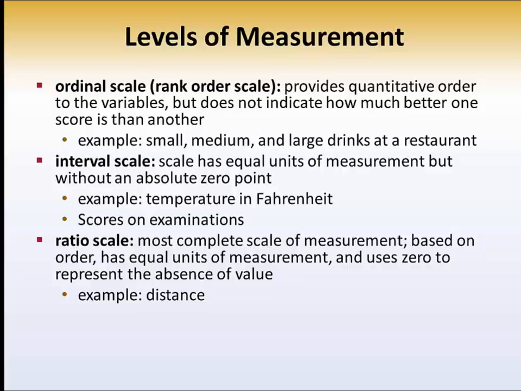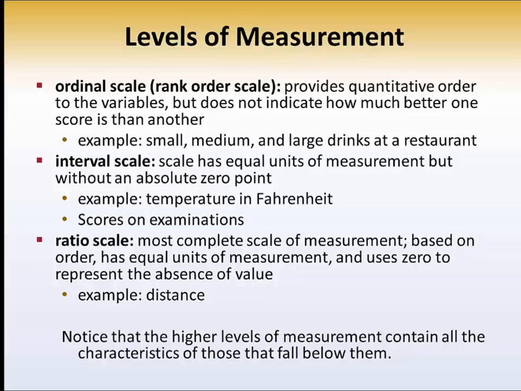Notice that the higher levels of measurement contain all the characteristics of those that fall below them. So that means that you can take a ratio scale and change it to an interval scale or to an ordinal scale or to a nominal scale. But you can't go the other direction. There's no way, if all you have is ordinal data, to make it into ratio data or interval data. If you did change variables into different levels of scale, you lose some information.